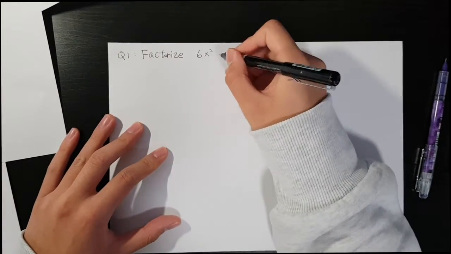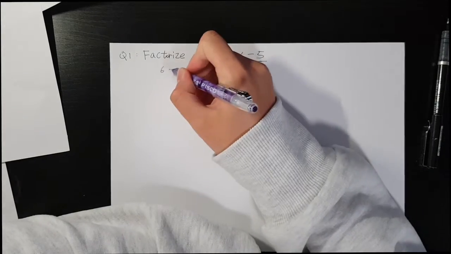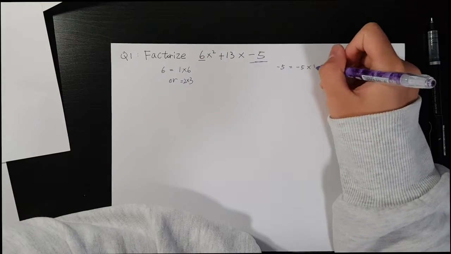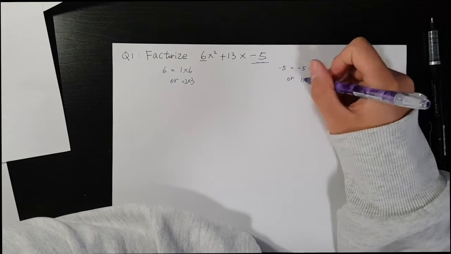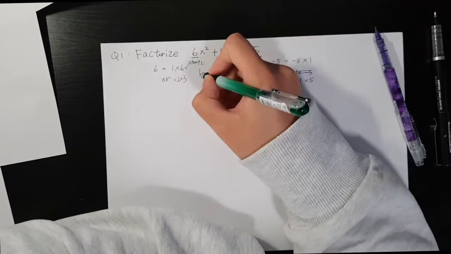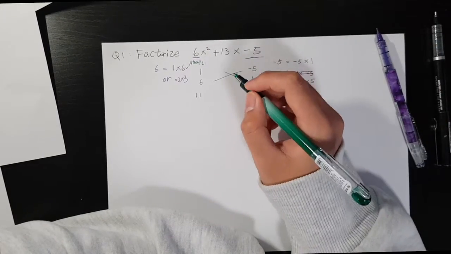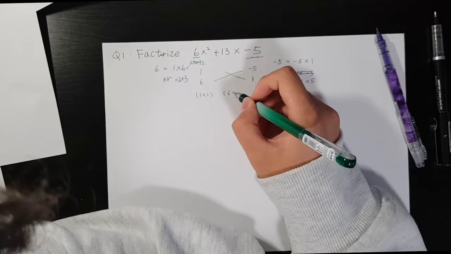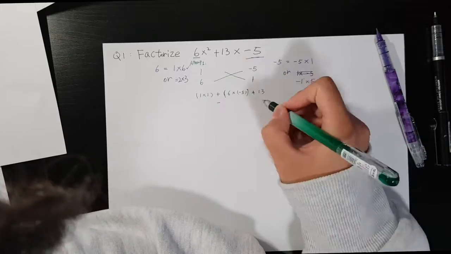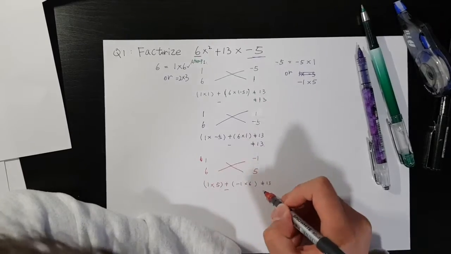So question 1, factorize 6x squared plus 13x minus 5. We factorize 6 into 1 times 6 or 2 times 3. Also the same thing for negative 5. It can be negative 5 times 1 or negative 1 times 5. Now we're ready for our first attempt. This time we will try 1 and 6 with negative 5 and 1. Then we cross our fingers and hope the sum or the difference of the products will match the b, which is 13 in this case. And it doesn't. But don't give up too early, we still have a lot of combinations to try.